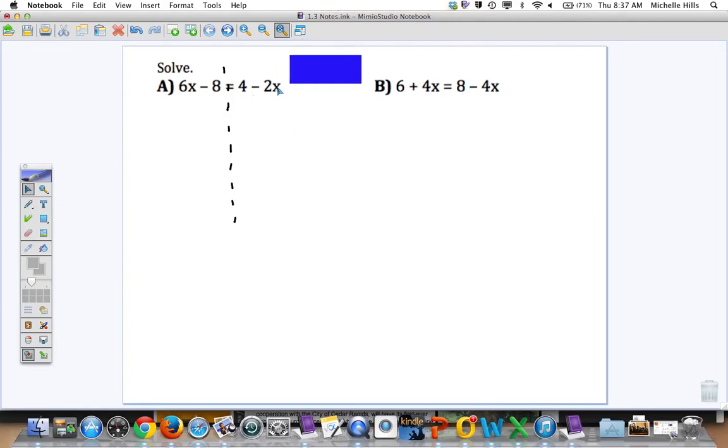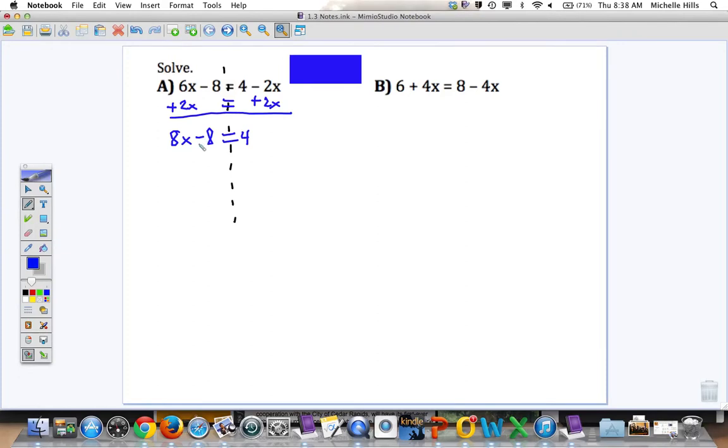So then I want to move my variable terms, my terms with x, to one side of the equation, and every term that doesn't have x, in this case my constant terms, to the other side. When I look at the right side of the equation, I have both a constant term and a variable term. Since I want my variable term to go to the left, I'm going to eliminate this minus 2x by adding 2x to both sides of the equation. Remember, you are not adding 2. Don't forget to put the x on it. This is going to give me 8x minus 8 equals 4.